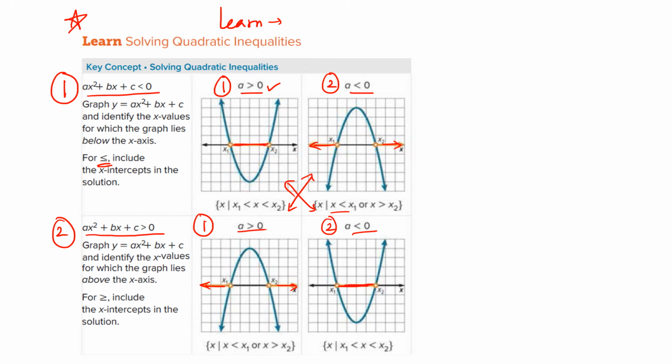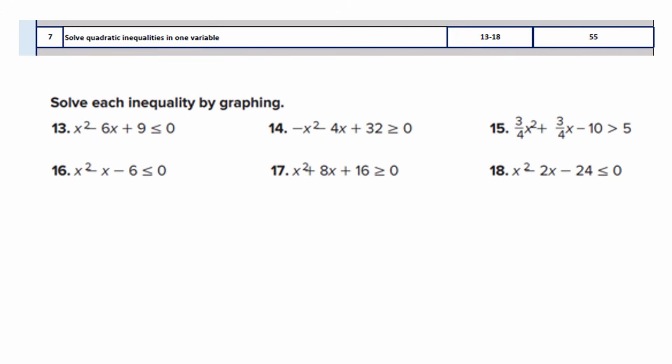Now the formula is done. Let's go to the question. Okay, so we will start solving questions 13 to 18 now. These are on learning objective 7, solve quadratic inequalities in one variable from your book. This is page 155. Okay, so we start with question 13.